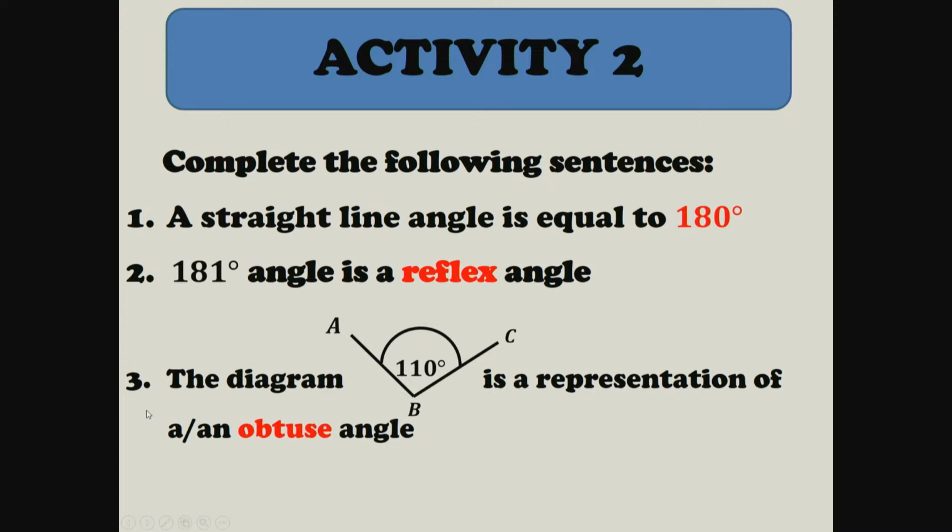And then for number 3, we were given the diagram with the angle which is equivalent to 110 degrees, which shows that it has just passed the 90 degrees angle, and therefore it is between 90 degrees as well as 180 degrees. So the correct answer to this question will be an obtuse angle. Right.